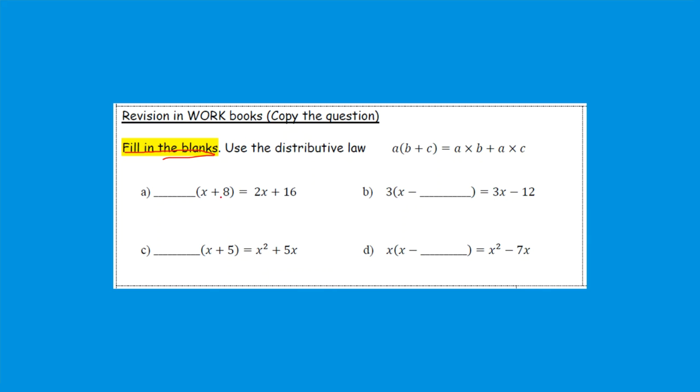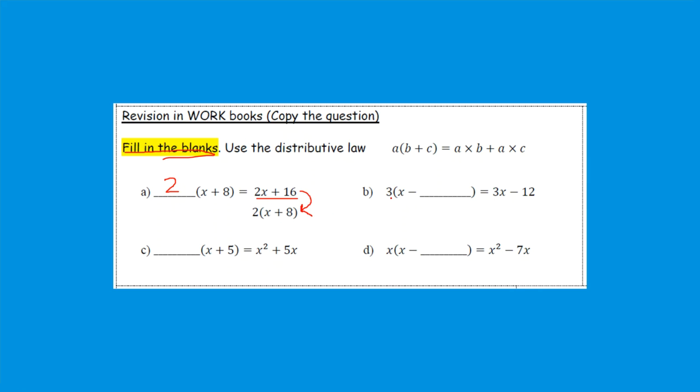So if we have x plus 8, what do we get? What do we multiply by to get 2x plus 16? So 2 needs to go there. So when we go from here to here, we're factorizing.